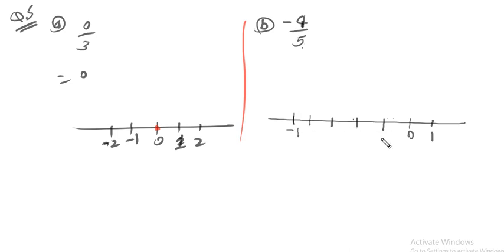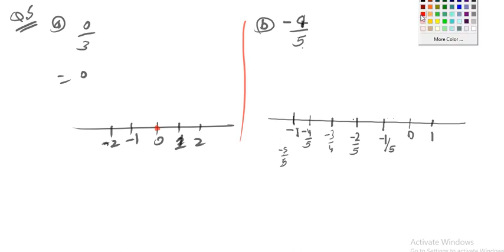Here what will come? Minus 1 upon 5. We are going in the minus side. Here is our minus 1, so it will be 5 parts of this. Minus 1 upon 5, then minus 2 upon 5, minus 3 upon 5, and minus 4 upon 5. And here minus 5 upon 5 means minus 1. If you write minus 5 upon 5, it will cut down and come to minus 1.